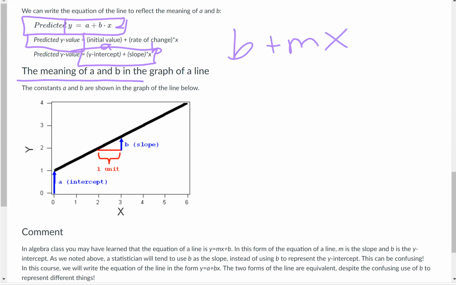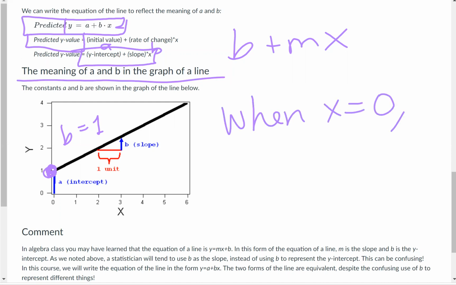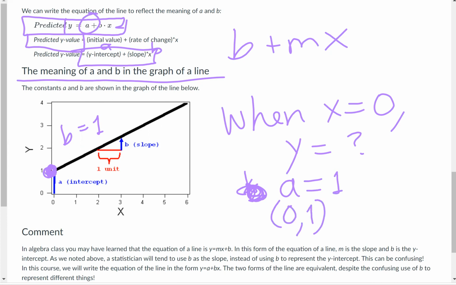The meaning of a and b in the graph of a line. This is a little bit of review. In the example they show in this graph, the y-intercept, a, is 1. That's the initial value when x equals 0. When x is 0, y is what? That's what the initial value represents. It's 1 because there's a point on the line at (0, 1) right there.